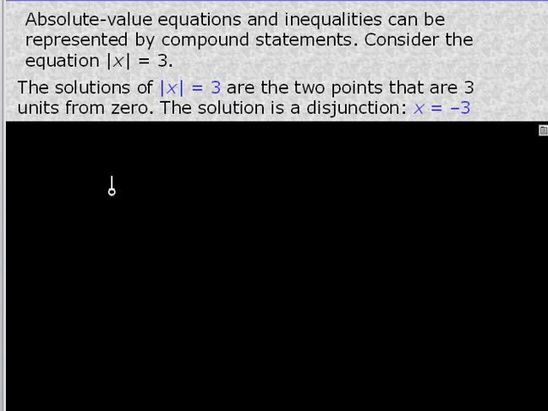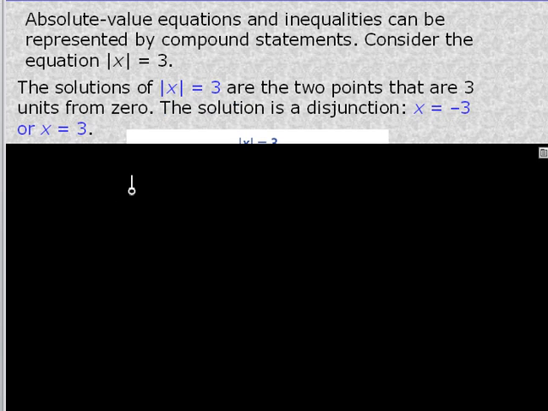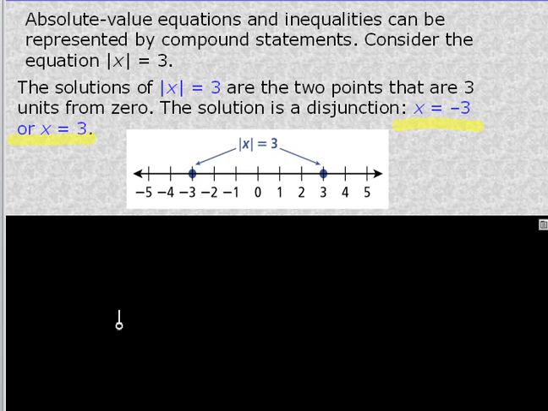Consider the equation absolute value of x equals 3. And we are kind of going backwards. What values of x will make that equation true? Well, the values of x that make it true are going to be points 3 units from 0. So that's going to be when x is equal to -3 or x is equal to 3. And the graph on the number line is just going to be 2 points at 3 and -3. So this is a disjunction because it's an or.